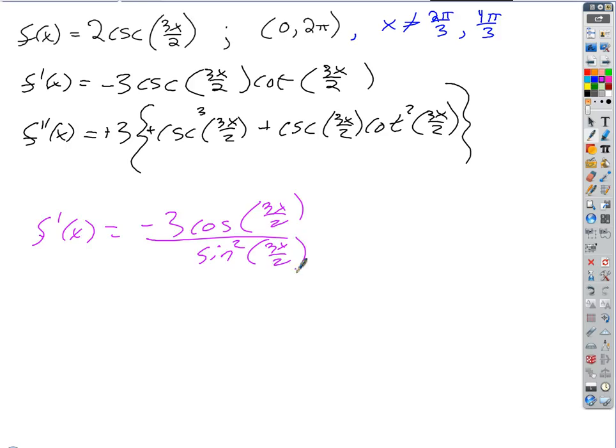You see my point? When we look for critical numbers here, do we even need to look where the bottom equals 0? No, because the bottom equals 0 in the first derivative where it equaled 0 in the original function, so those aren't critical numbers. The function's already undefined there, right? So the only place we need to look is where the top equals 0. So f prime equals 0 when cosine 3x over 2 equals 0, right?